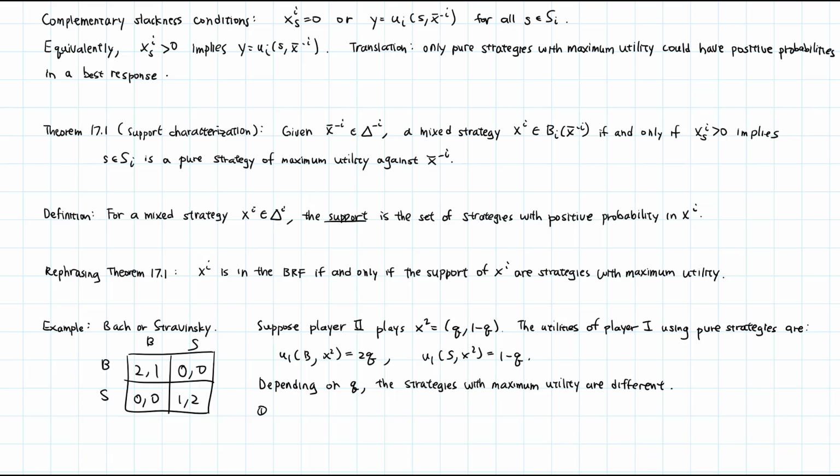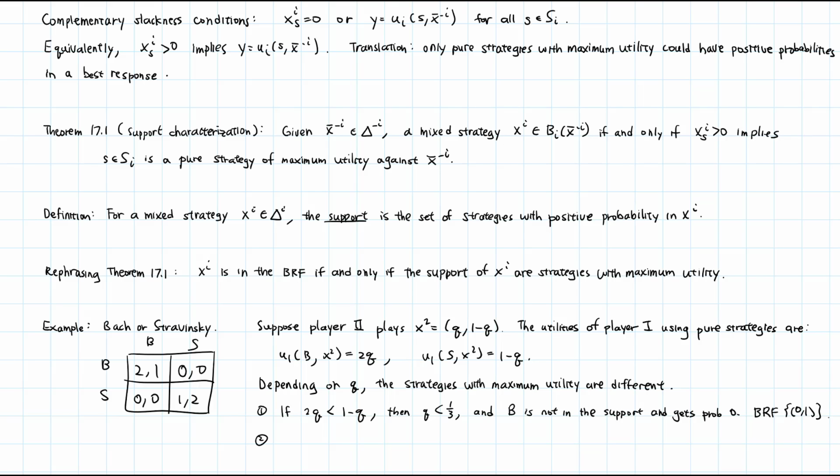In the first case, suppose we want Stravinsky to have a higher utility than Bach. That means that 2q is less than 1 minus q, meaning q is less than 1/3. Since playing Bach has lower utility than playing Stravinsky, Bach is not in the support and will get probability 0. So in the best response function, we have only one element, which is 0, 1.